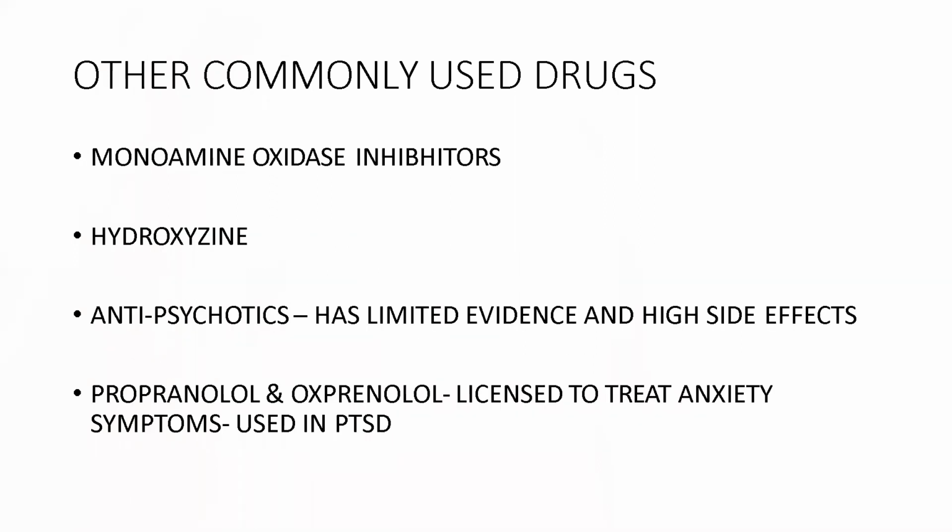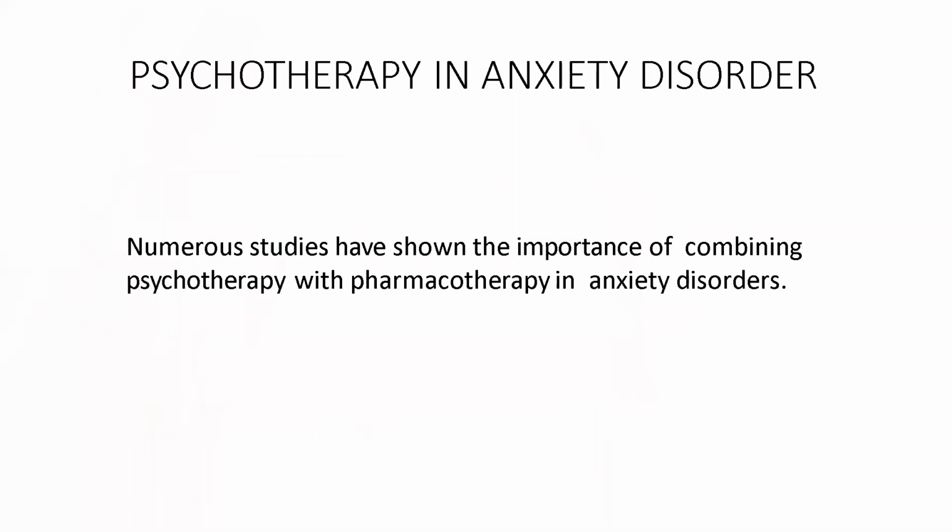The other drugs, like MAO inhibitors, can also be used here. And hydroxyzine, which has antihistaminic properties, can also be used here. Antipsychotics can be used, but there is limited evidence and a lot of side effects, so they are usually restricted. Whereas propranolol and oxprenolol are also used, and they are licensed to treat anxiety. It's used quite commonly in PTSD also.